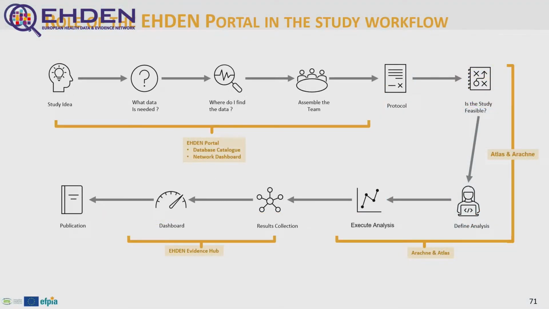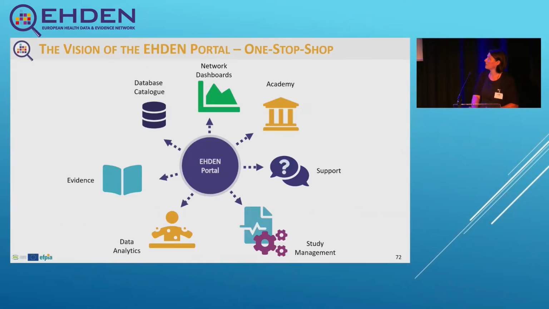What you see here on the slide is the process of the network study execution. I'm not going to go into detail here, but I want you to focus on the beginning. We start with a study idea, and one of the crucial next steps is finding the data. In the initial phase, you really want to know, where do I find the data? And this is exactly where the portal comes in.